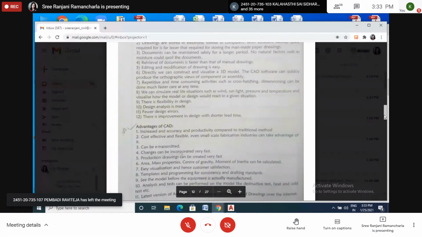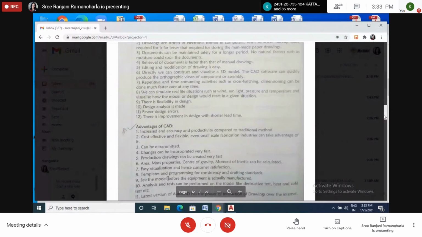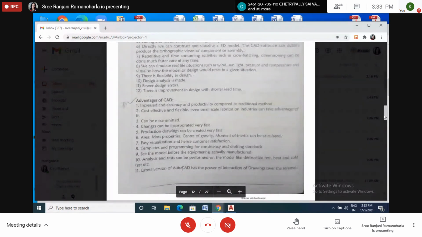This is the disadvantage of AutoCAD. You won't get all this: templates, programming for consistency, drafting. You won't get all this knowledge, how to hold the pencil, how to draw with the pencil, the pencil inclination. If you keep your pencil inclination like this, what is happening, everything. This is the disadvantage of that one.